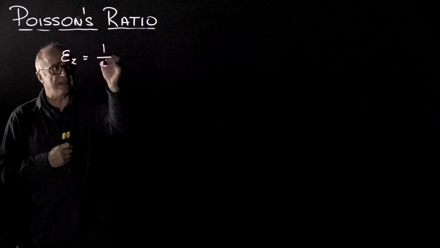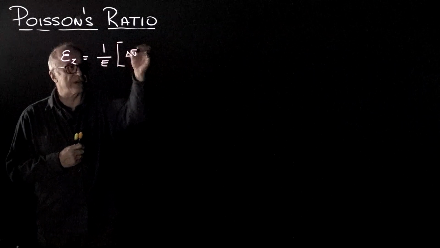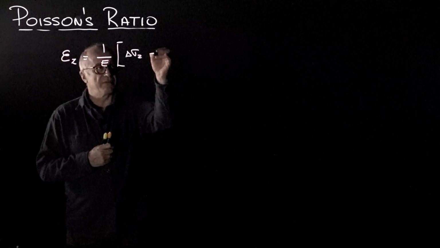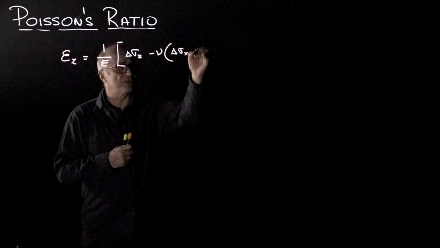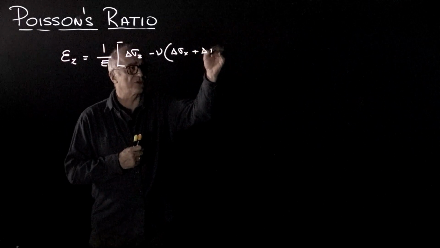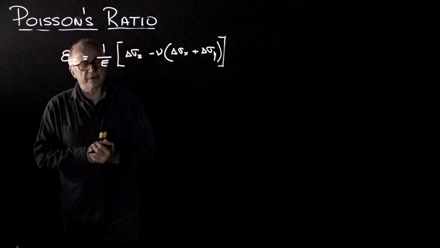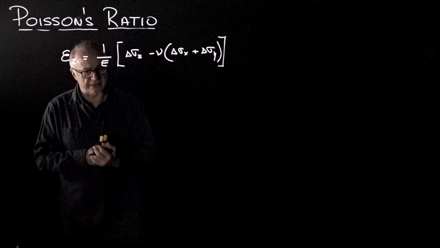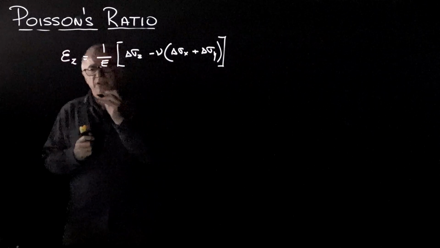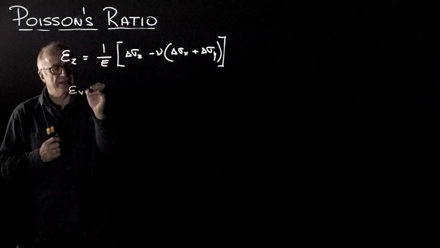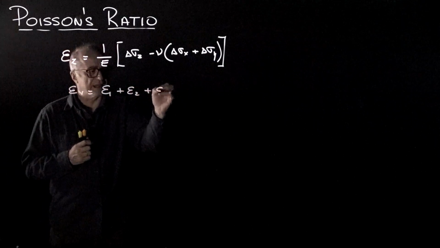1 over E times the change in stress in the z direction minus Poisson, the change in stress in the x direction plus the change in stress in the y direction. You may remember that we also demonstrated that for small strains, epsilon volumetric is equal to epsilon 1 plus epsilon 2 plus epsilon 3.